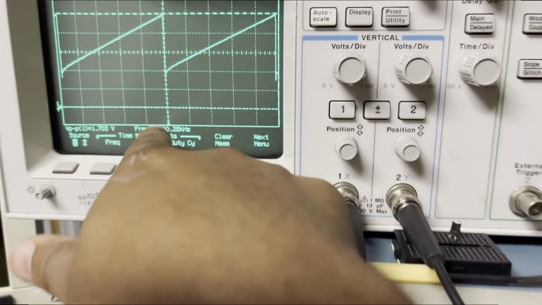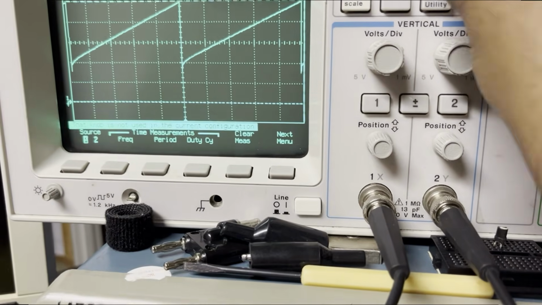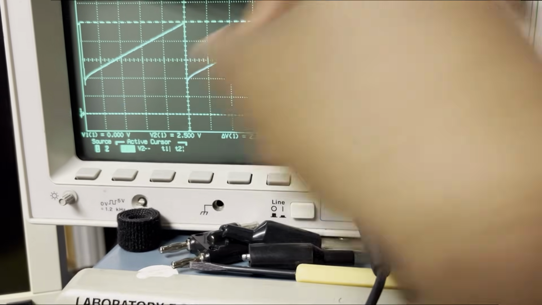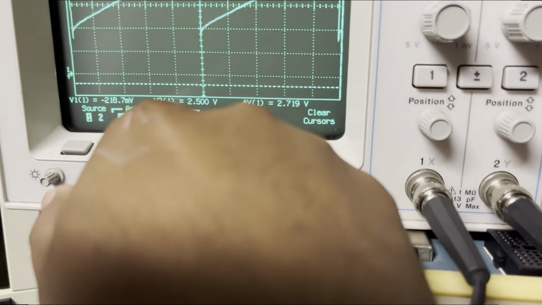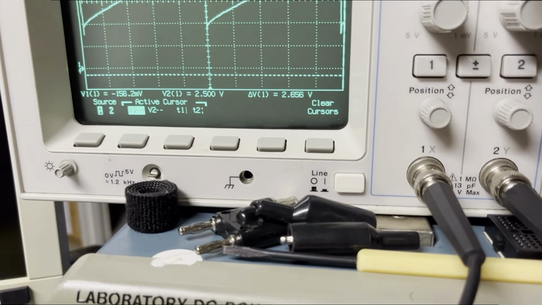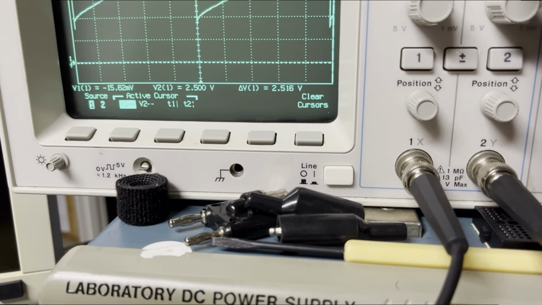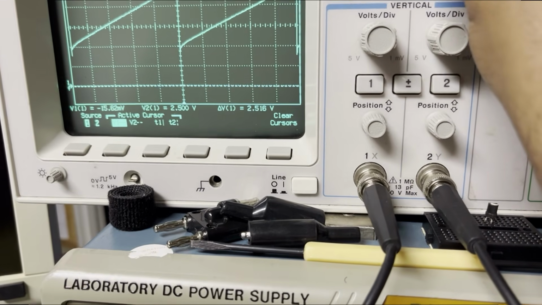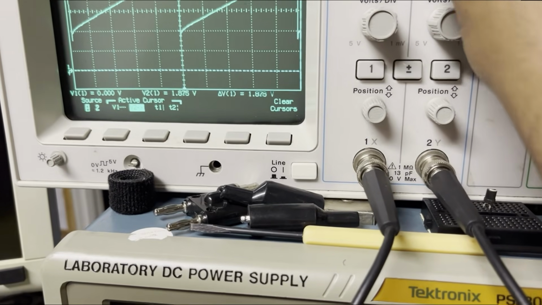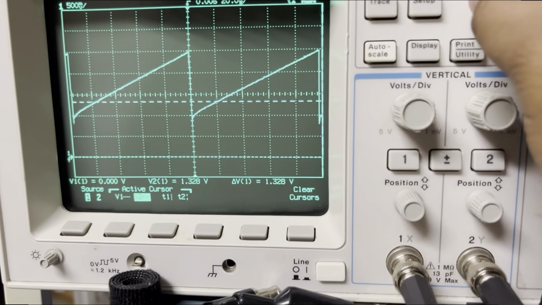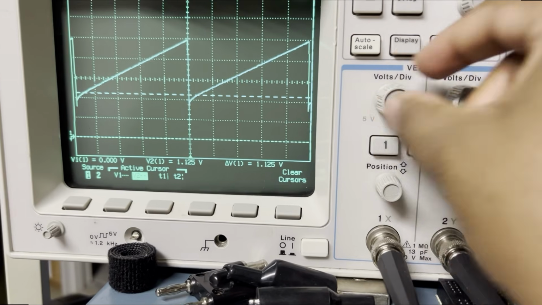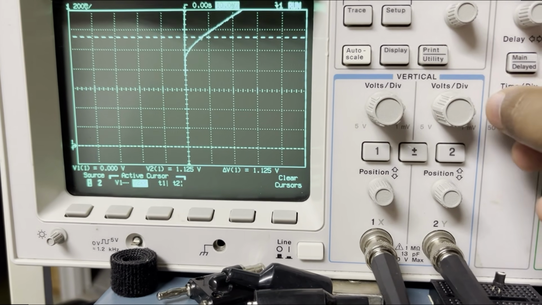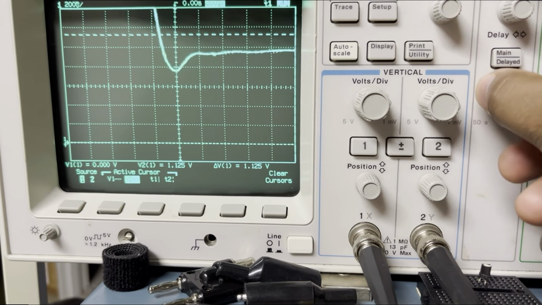And look at how my cursors are set. Let's go to cursor. Cursor 1 is set to 0 volts. And then cursor 2, sorry, let's move it to cursor 2. Cursor 2 is going to measure the bottom of that waveform. I'm going to zoom into this circuit here and just do this real quick. I just wanted to see the bottom of that waveform.